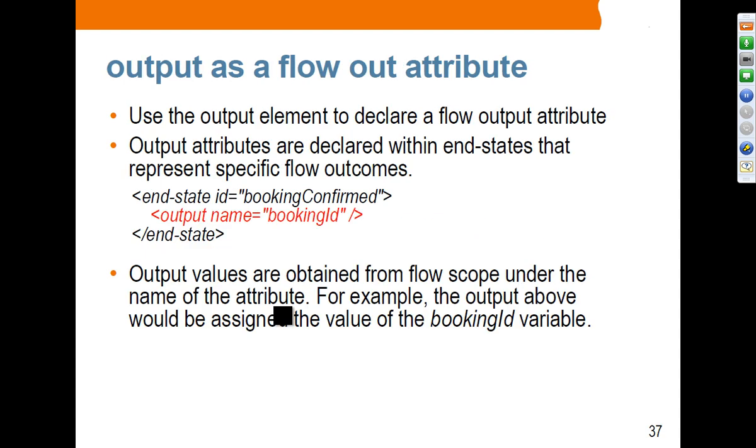That's input. Now output as a flow output attribute. Use the output element to declare a flow output attribute, and output attributes are declared within end states that represent specific outcomes. In this case, the output is going to be named booking ID. This output value is obtained from the flow scope under the name of the attribute. So this booking ID is an attribute in the flow scope. The output above would be assigned the value of the booking ID attribute from the flow scope object.